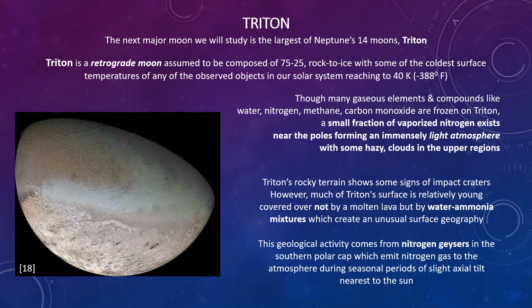But it's actually not. It wasn't covered by molten lava, but rather by water and ammonia mixtures, which give it a very unusual surface geography. Along with this weird surface geography are some nitrogen geysers in the southern polar area, which emit that nitrogen gas that gives it that very thin atmosphere. And that is also most present during the seasonal periods of its axial tilt when it's nearest to the sun. So there are actually even seasons on the moons, which is pretty cool.